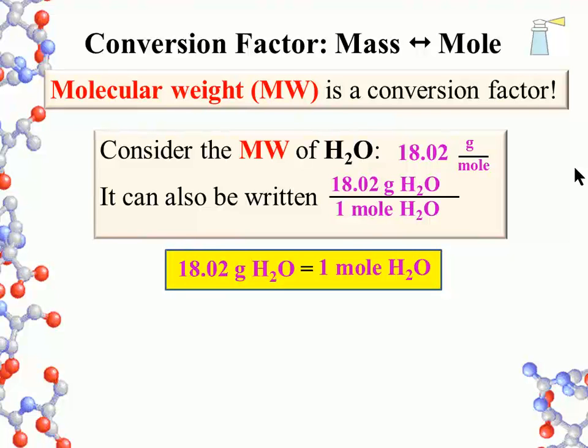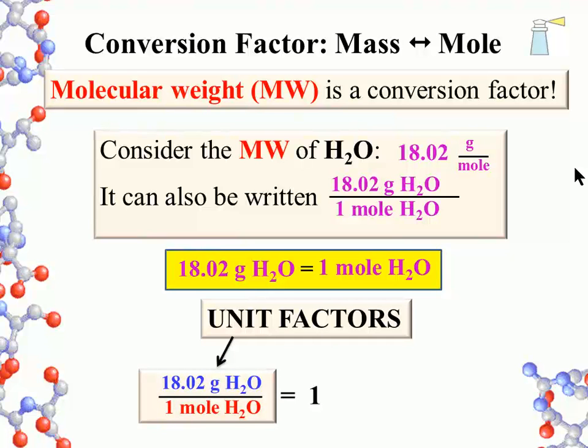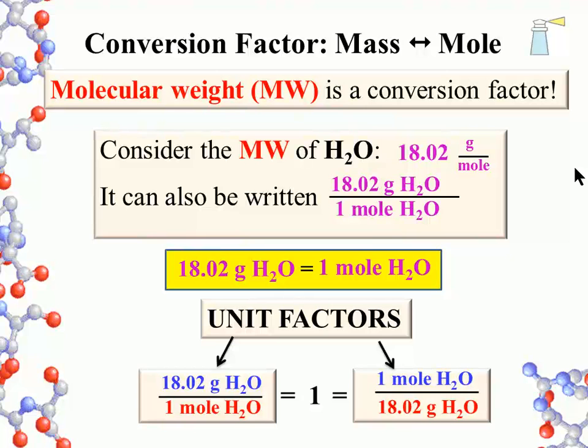They are equal, and as such, when they are written in a ratio like molecular weight, they are a unit factor. Unit factors are covered in depth in the dimensional analysis lecture, and they are reviewed in the mole as a quantity lecture. The term unit means 1, and the ratio of 18.02 grams of H2O over 1 mole of H2O is equal to 1. Conversely, 1 mole of H2O over 18.02 grams of H2O is also 1.